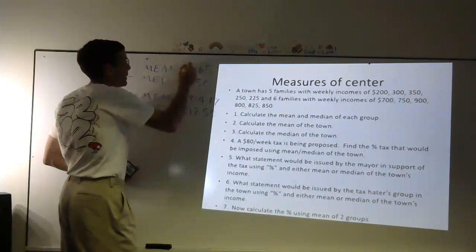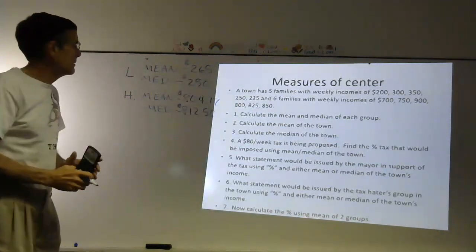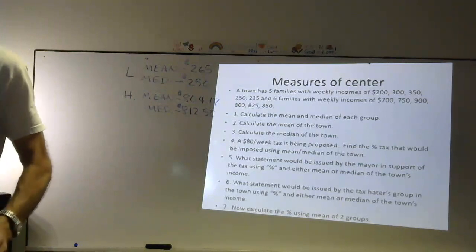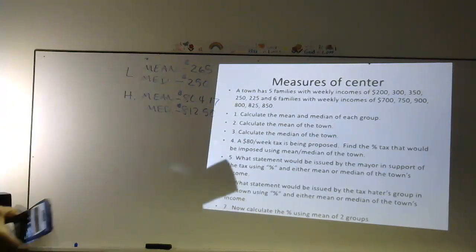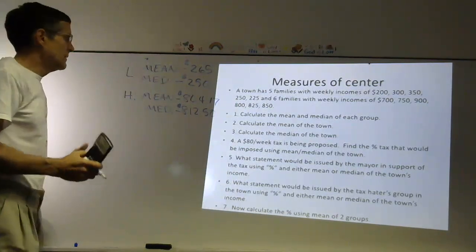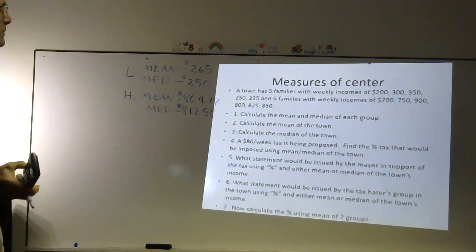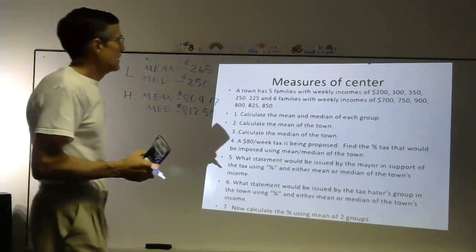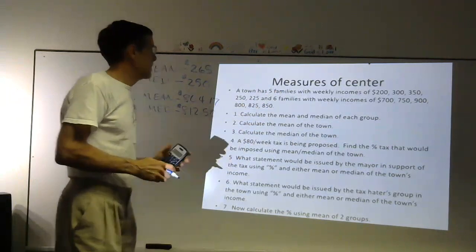Okay? So there are two groups, mean and medians for both. Everybody see that? Yeah, pretty decently. Okay, calculate the mean of the town. Now the mean of the town, I would have to add those up and divide by 11.